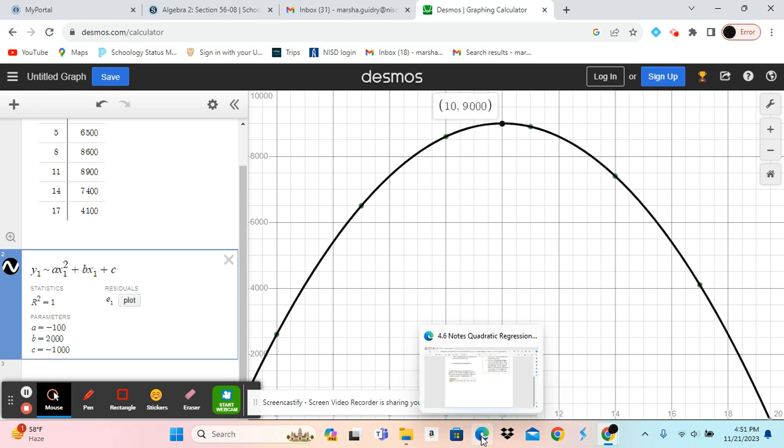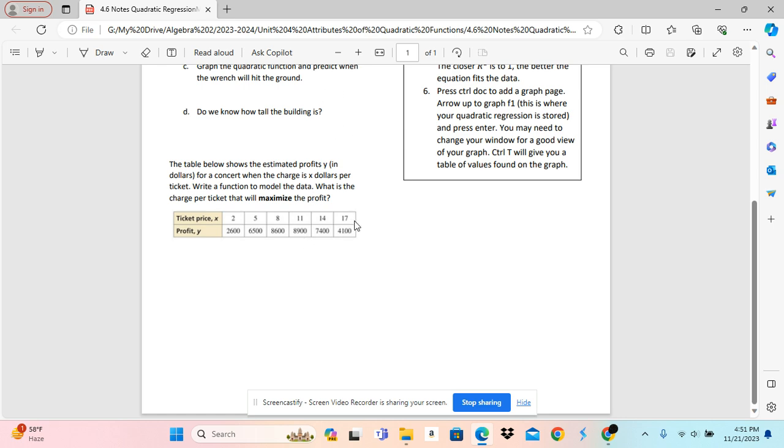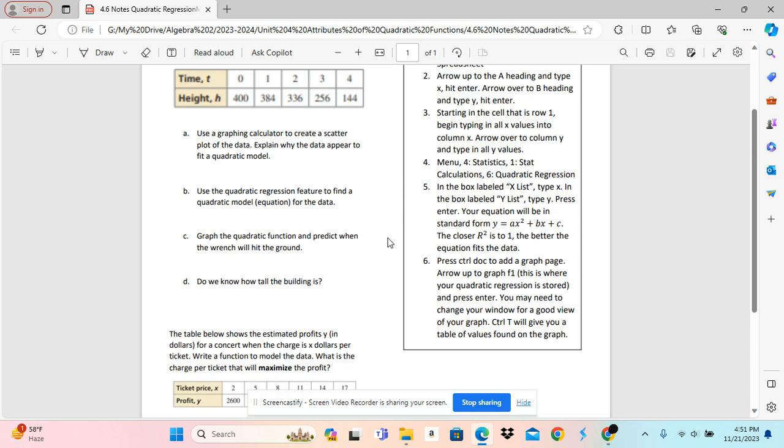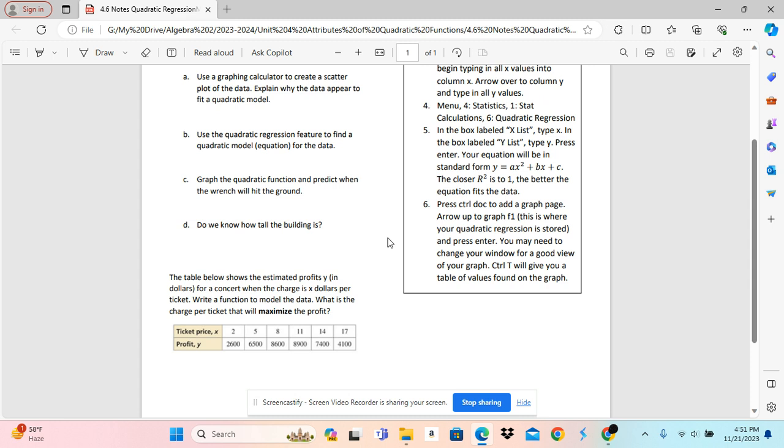So that's just a way that we can use our data to come up with regression equations or a regression model and then predict outcomes based on that data.